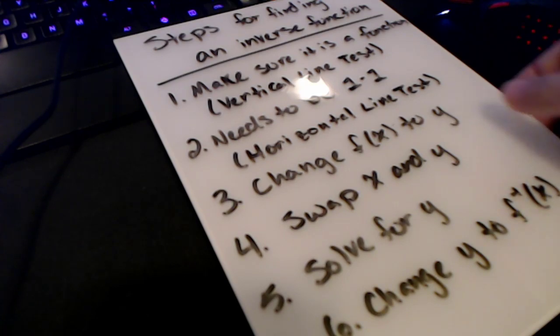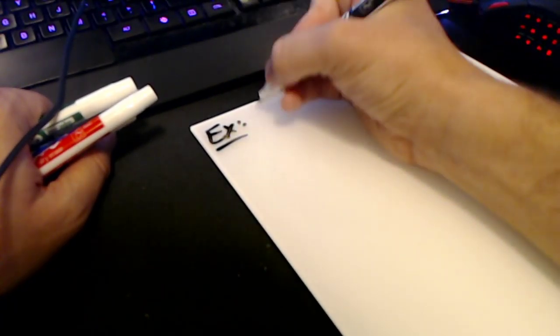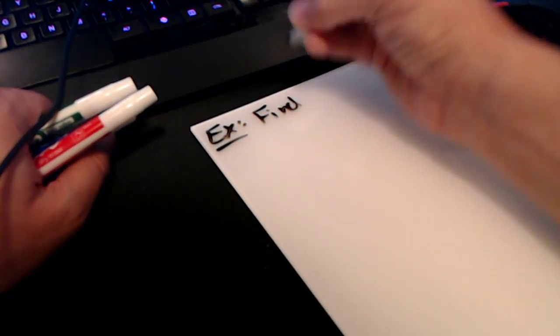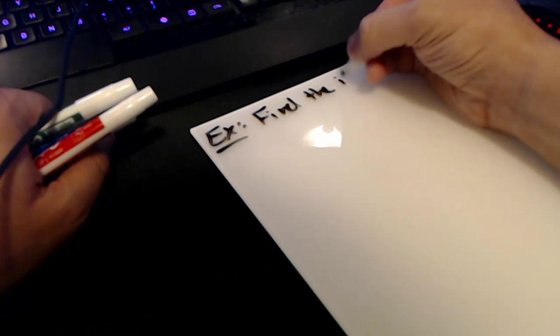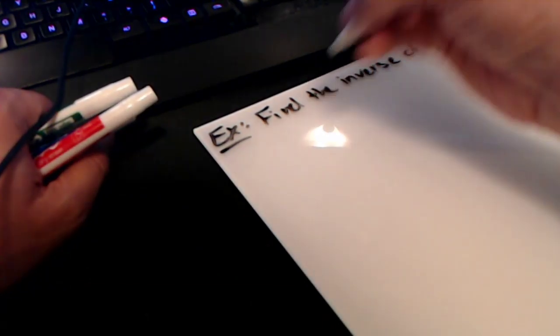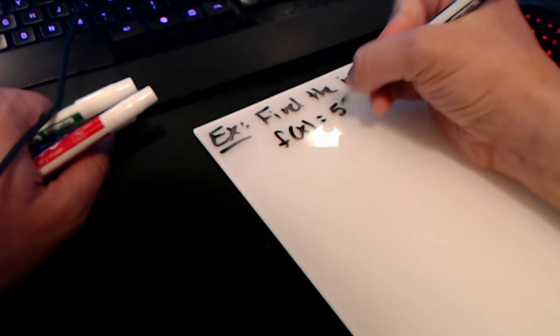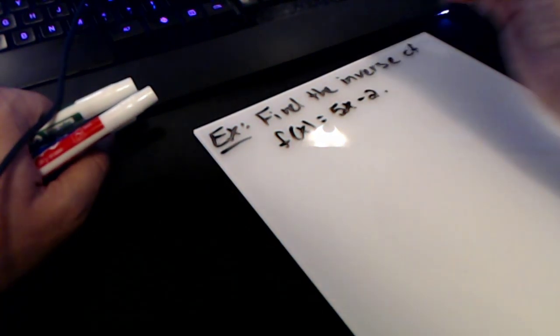So let's start off with an easy problem so we can see what we're talking about. The first type of problem that we're going to talk about is a linear function. So we want to find the inverse of f of x equals 5x minus 2.